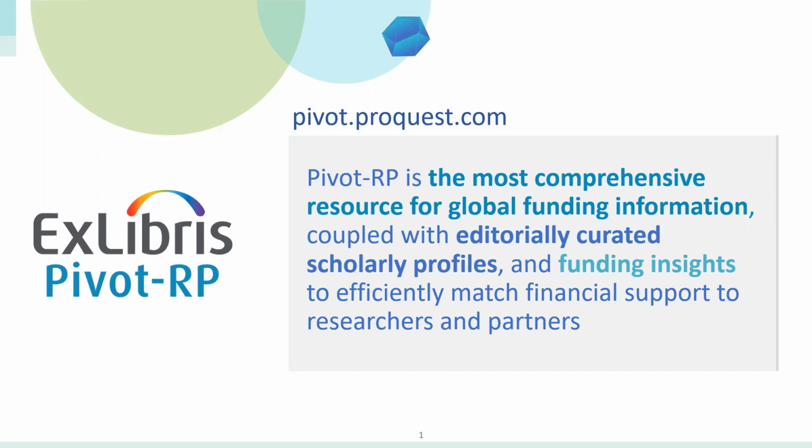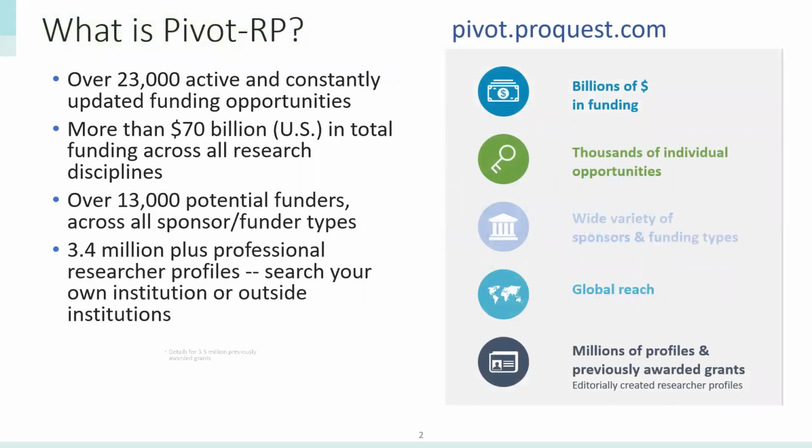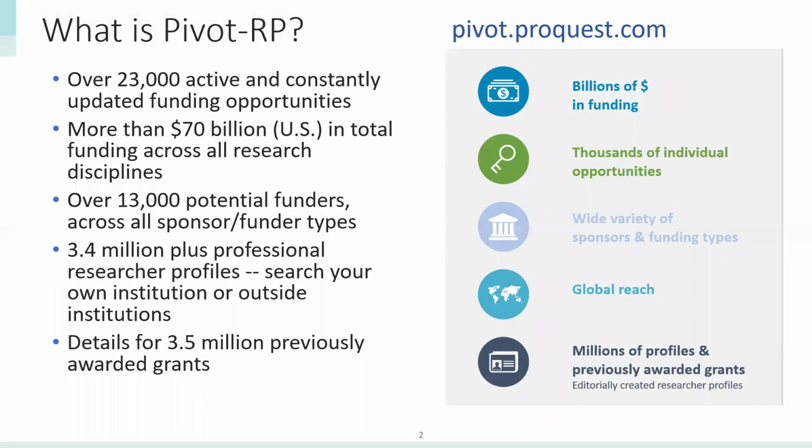I will point out at the very top of that first slide, we've got the URL there. Pivot.proquest.com is how you access Pivot. It is an Ex Libris product, which is in turn part of ProQuest. So pivot.proquest.com is where you go if you haven't been there already. What is Pivot? I'm just going to flip through these very quickly. Anytime we start announcing numbers about Pivot, they are old news because they're out of date immediately. As soon as we publish them, things change. We upload new opportunities to Pivot every day, every hour.